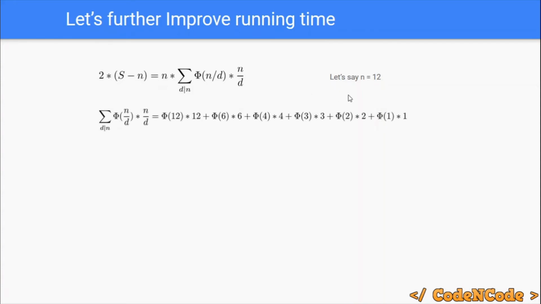Now for that, let's evaluate the right hand side for n equal to 12. Let's only evaluate the right hand side, because the overall complexity of square root of n is because of this expression. If you evaluate this expression on n equal to 12, this is what you are going to get. First divisor is 1, so of course 12 by 1 times phi of 12 by 1, then for 2, for 3, for 4, for 6, and for 12. Now if you evaluate this expression on every divisor of n, what you will get is this expression.